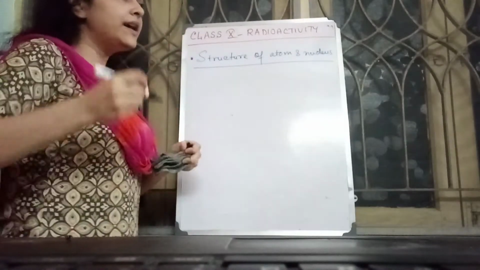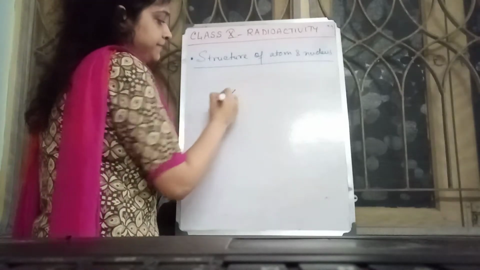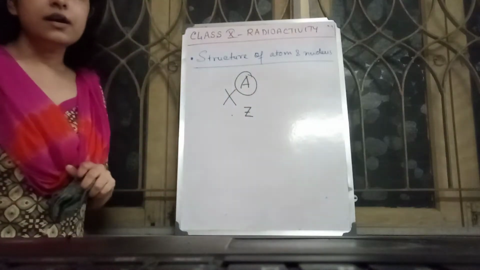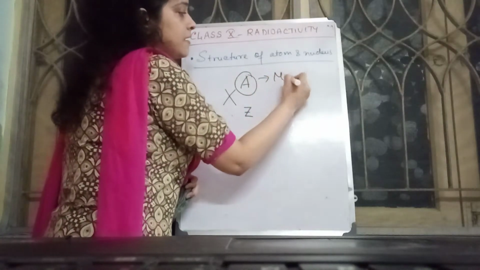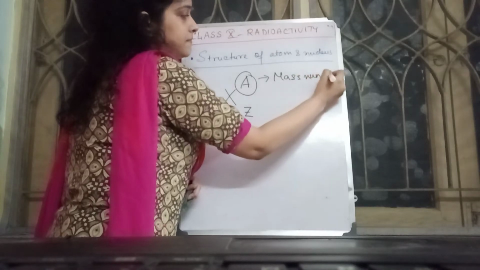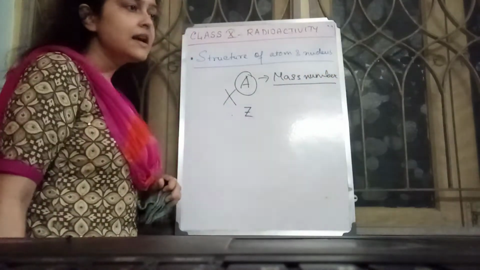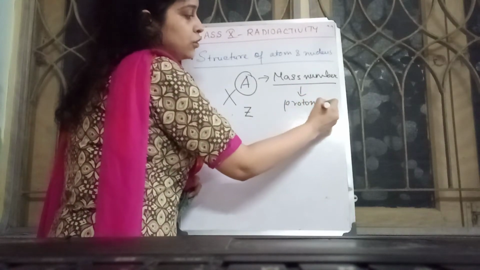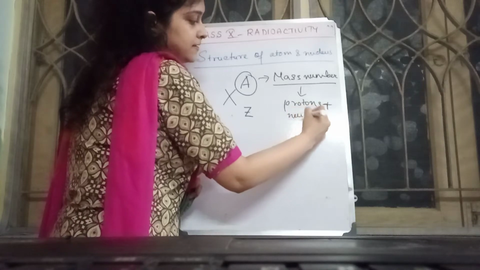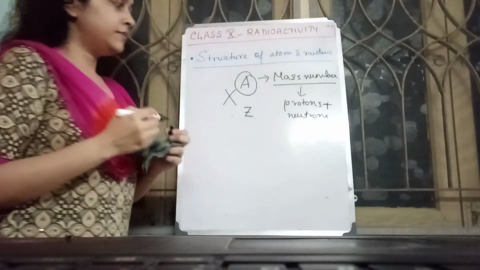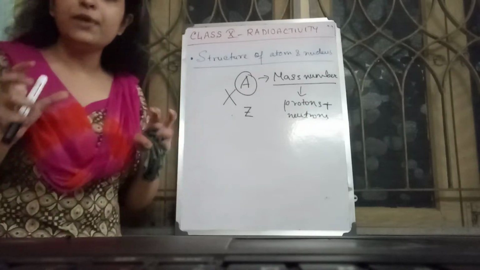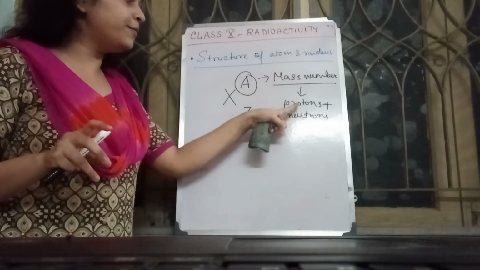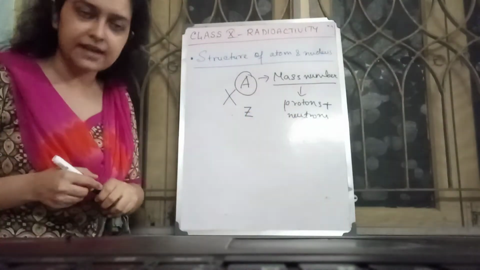If I represent an element, say X, how can I represent it? What does this A stand for? A stands for the mass number. Mass number means the total number of protons plus neutrons, right? That means the total number of nucleons basically, right? Mass number means the total number of protons and neutrons inside the nucleus of an atom.